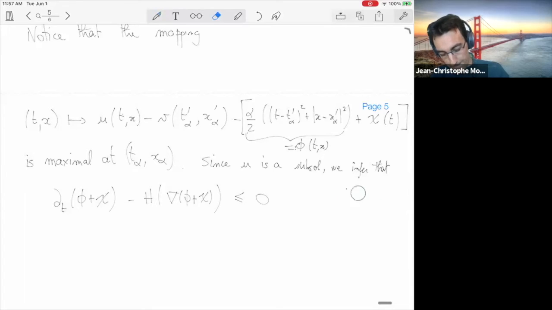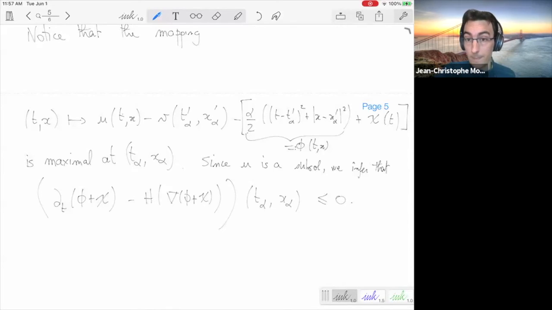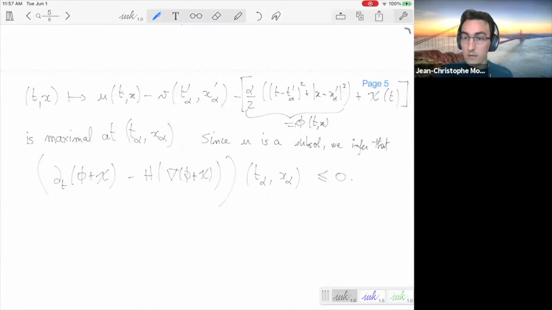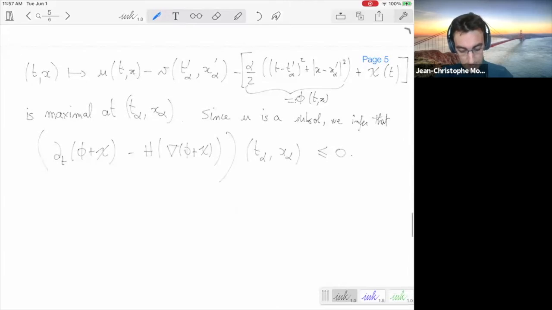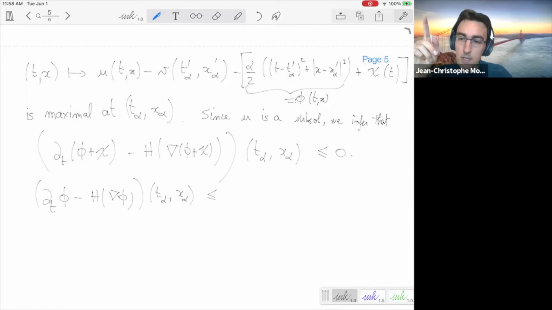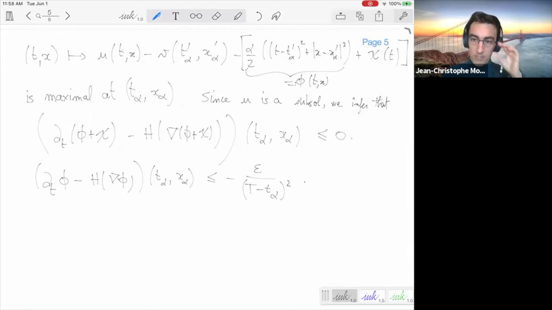Let me write this back. Okay, this is by definition of being a subsolution. And chi does not depend on x, so grad of chi disappears. And so if I rewrite this explicitly, I get dt phi minus h of grad phi at t alpha x alpha, and then I'm going to write explicitly what this derivative of chi is. Chi is epsilon divided by capital T minus t. So if I differentiate, I'll get minus epsilon divided by T minus t alpha squared. Right? Everybody is agreeing with that?